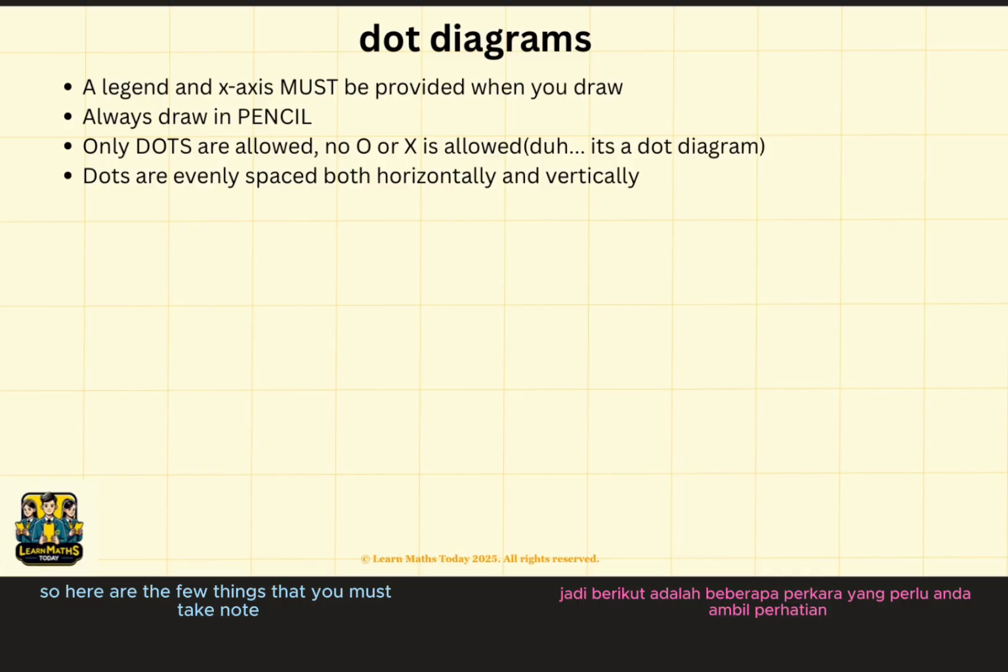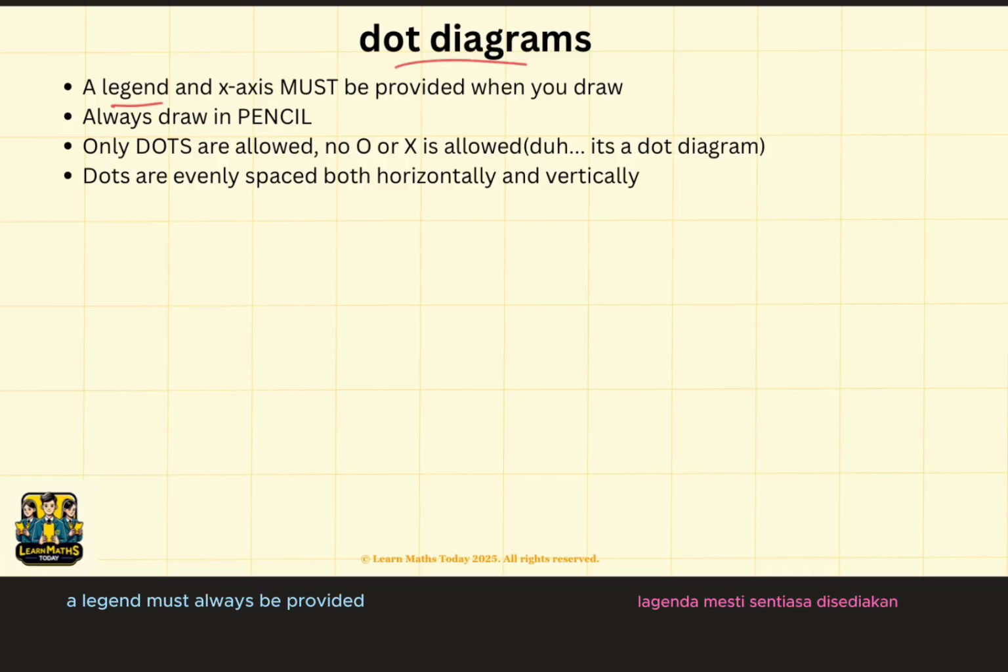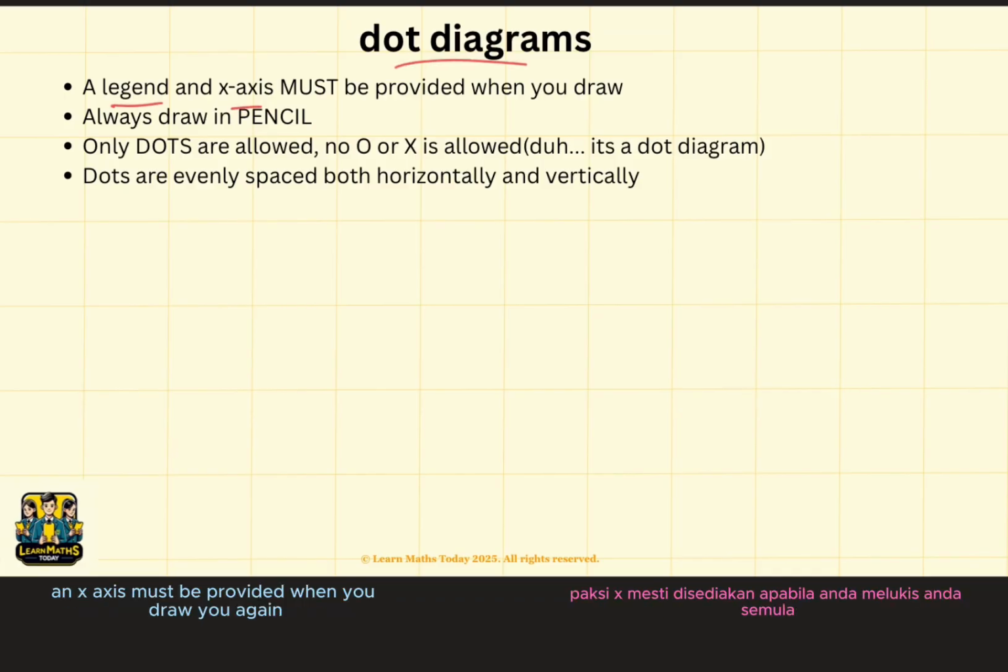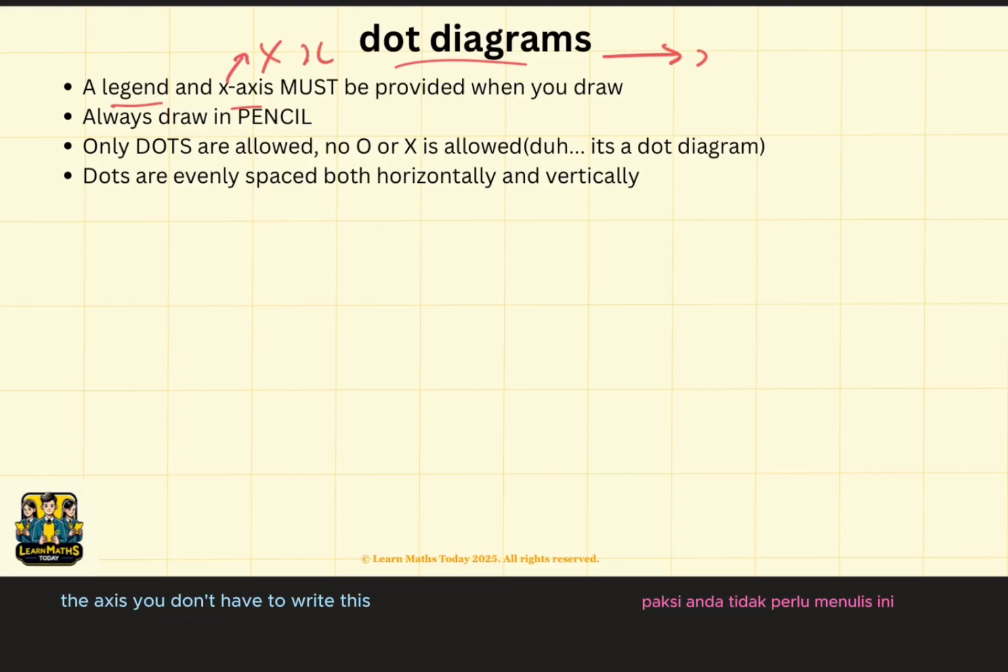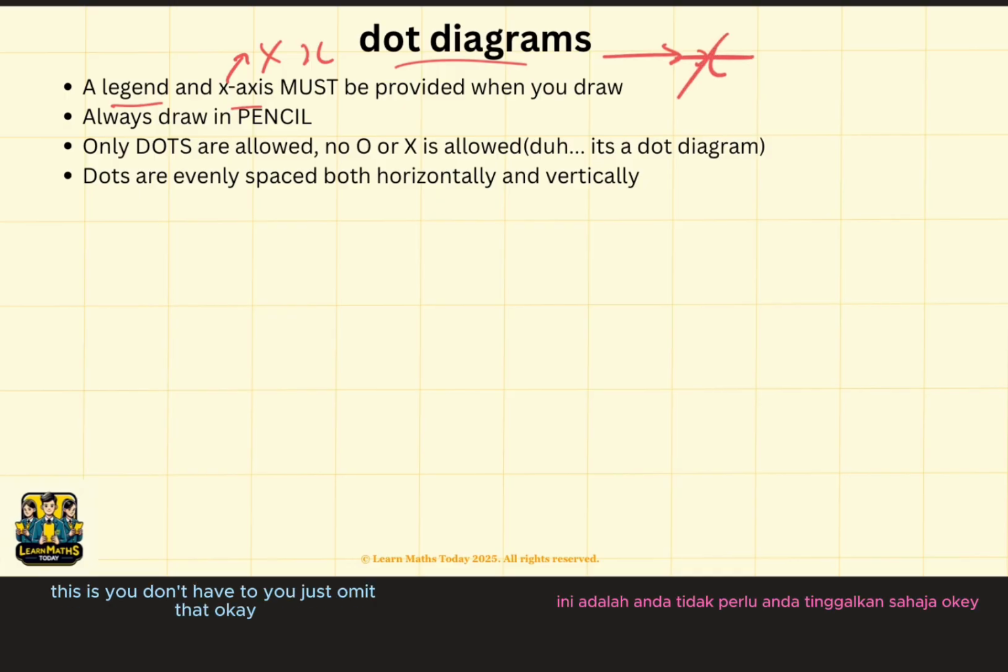So here are the few things that you must take note of in a dot diagram. A legend must always be provided, and an x-axis must be provided. When you draw, you do not have to write the x on the axis. You do not have to write this, you can just omit that.